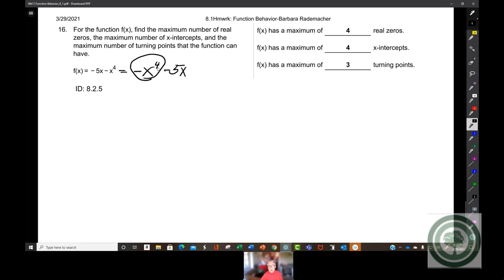And what else do you know? Well, it doesn't ask you about end behavior, but you know that with a negative 1 leading coefficient, this is going to go down on the left and down on the right, because you've got an even degree. See how important the degree is. See how important the leading coefficient is. But here it's only the degree that's important to find the maximum number of real zeros, the maximum number of x-intercepts, and the maximum number of turning points.